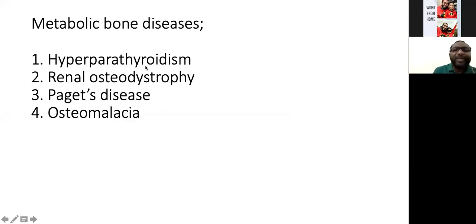Now, for metabolic bone disease, the four most important metabolic bone diseases that we are able to visualize on a bone scan are primary hyperparathyroidism, renal osteodystrophy, Paget's disease, and osteomalacia. And I tell you, by the end of the slides, you would be able to, even though we say bone scan has low specificity, there are certain telltale signs that you will look at that will be able to differentiate these disease entities. So the first on my list is the patient with hyperparathyroidism.